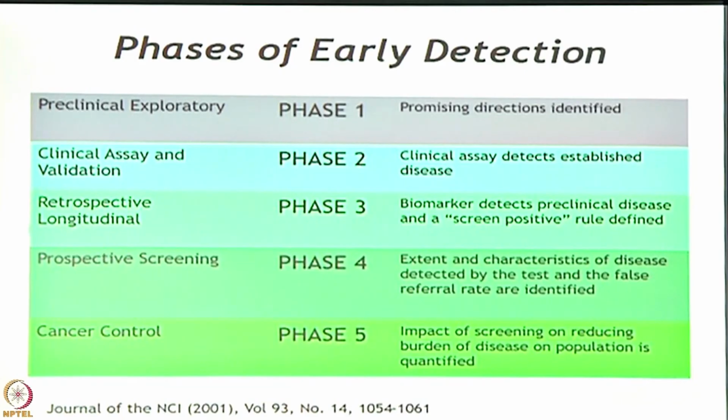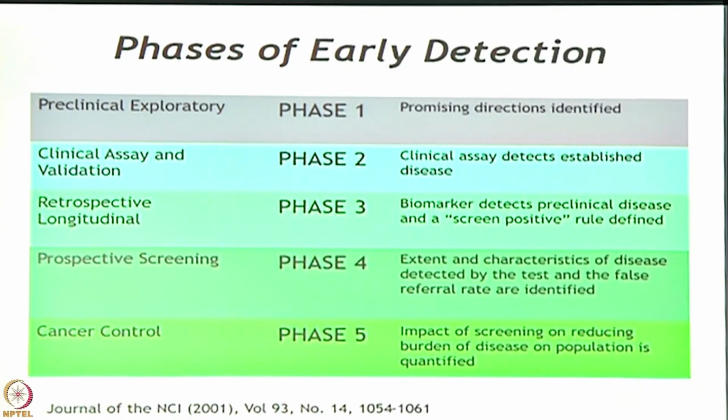Then you need to do a clinical assay and validation, so you need to establish that the assay can detect the disease. Then they would say do a retrospective longitudinal study. These may be old samples, but you're looking at samples collected over a period of time to ask, does the marker change when the patient goes from no disease to disease? So that's phase 3. Phase 4 would be to do a prospective study. We talked about that earlier. Collect samples going forward, starting today, and ask, does the marker actually identify those people who are ill? And then cancer control would be to implement the use of that marker in a large-scale screening population.